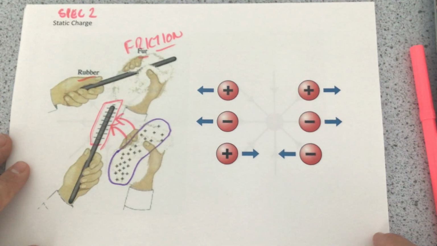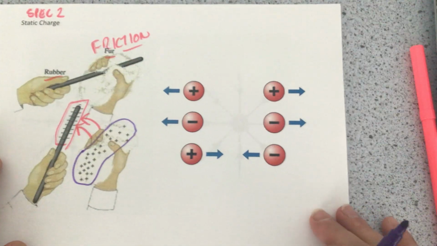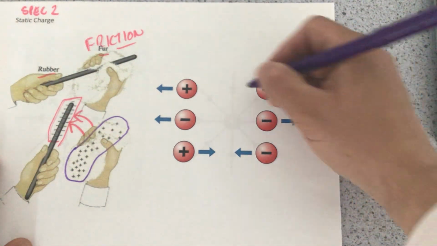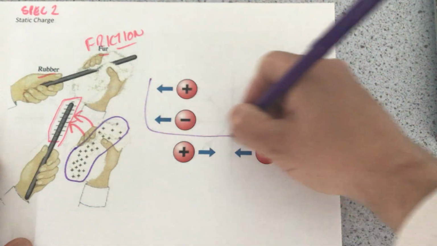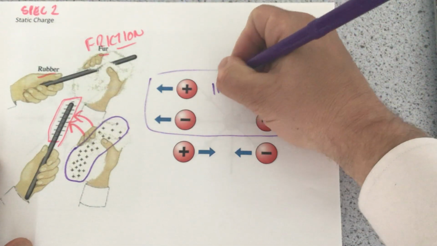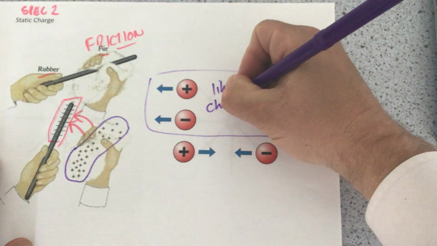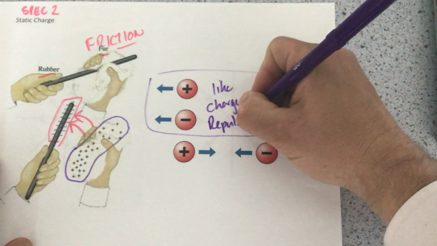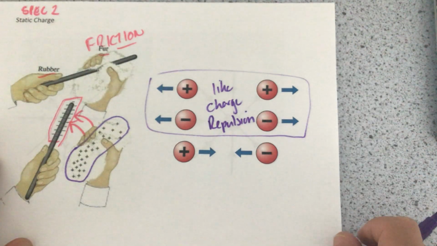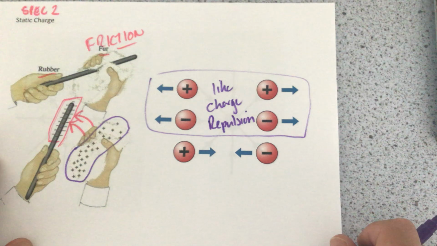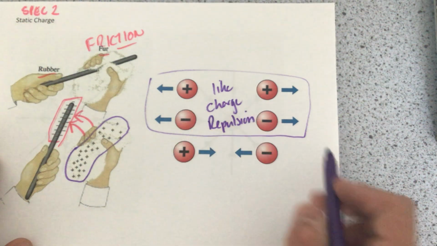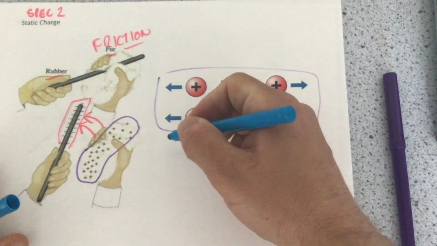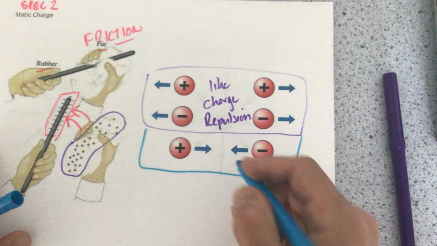The other thing you need to know with static is how things respond when we have charged particles. So these two here, these 2 pairs, these are described as like charges. And where we have like charges, we get repulsion. Similar to a magnet, when we have north and north, we repel, south and south we repel. With charges, we get repulsion as well. And also similar to magnets, where we get opposite charges, like with opposite poles, we get attraction.